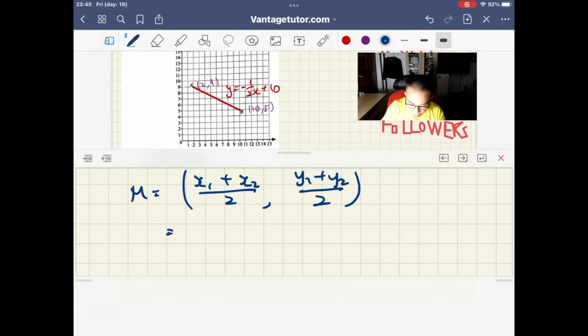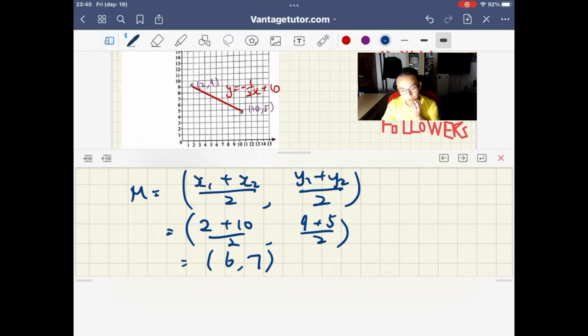Okay, so going back to my question, it is 2, 9, 10, 5. So I just need to write down 2, 9, so 2 plus 10, because I take the x coordinates, divided by 2, comma, and now I take the y coordinates, which is 9 plus 5 over 2. And from here, you can just do some simple calculation. You should get 6, 7 as your answer.